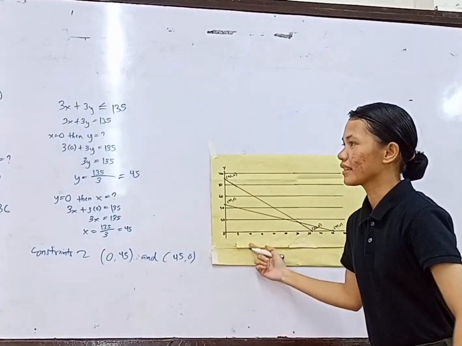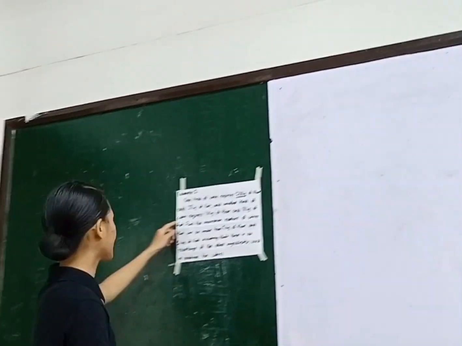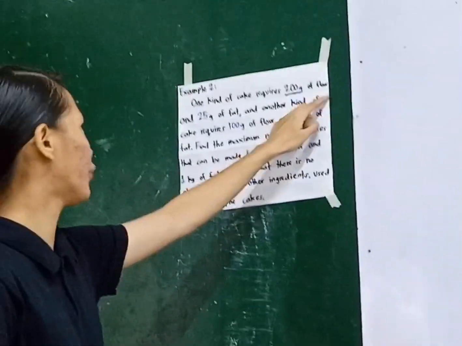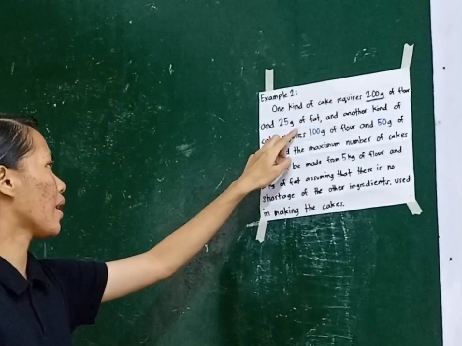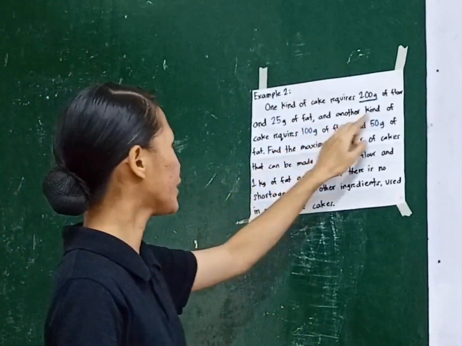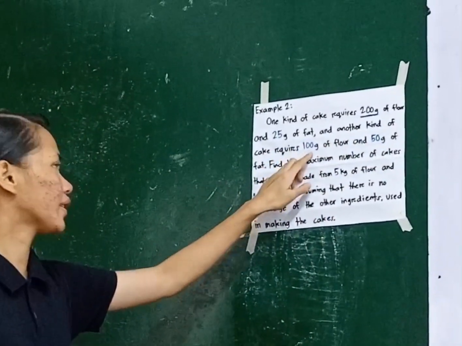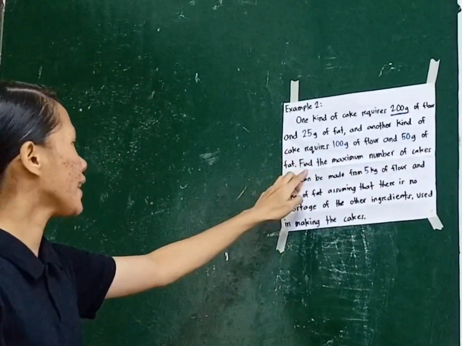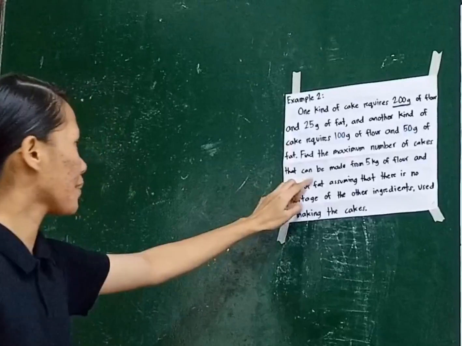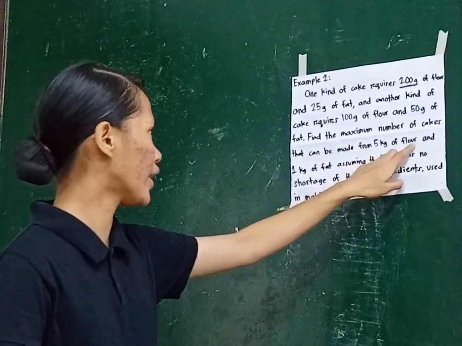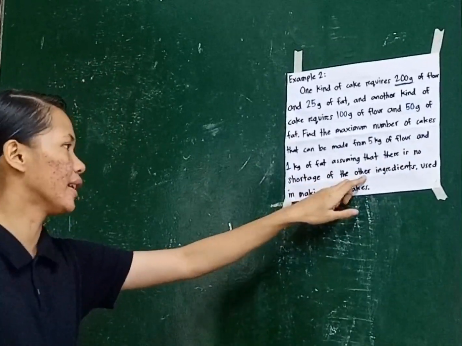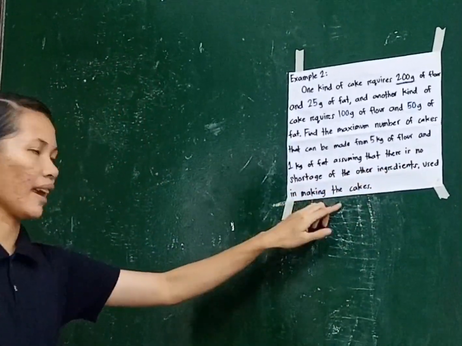And that's it. Next example: one kind of cake requires 200 grams of flour and 25 grams of fat. And another kind of cake requires 100 grams of flour and 50 grams of fat. Find the maximum number of cakes that can be made from 5 kilograms of flour and 1 kilogram of fat, assuming that there is no shortage of the other ingredients used in making the cakes.